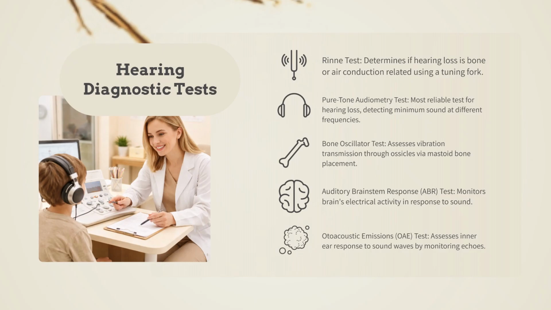Pure tone audiometry. This is what you did in elementary school when they'd have you raise your hand on the side you could hear the noise on. The bone oscillator test assesses the ossicles. Again, it goes on that mastoid process. Auditory brainstem response tests measure your brain's electrical activity. That's going to be more done with audiometry. And then the otoacoustic emissions test, that's another one that's done by audiometry. And they're going to look at the inner ear response to the sound waves and they're going to monitor any echoes that are occurring in there.